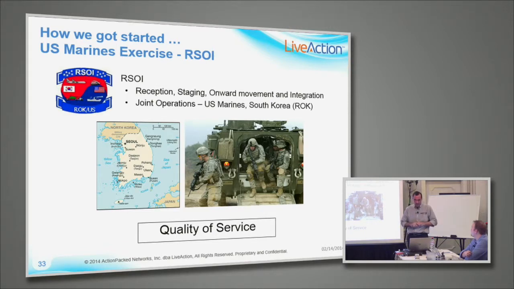I was there for about 2 weeks in this bunker in the middle of South Korea, and they were doing a lot of these operations. They were doing enterprise services over T1. They were trying to do collaboration, and it just wasn't working.